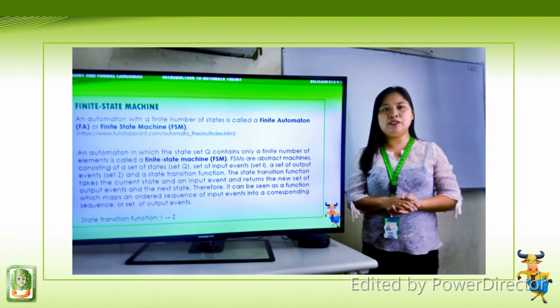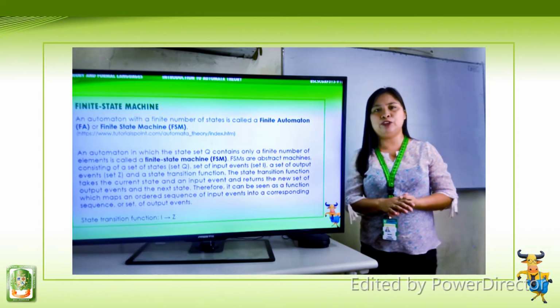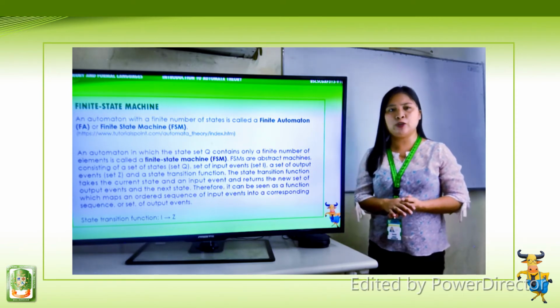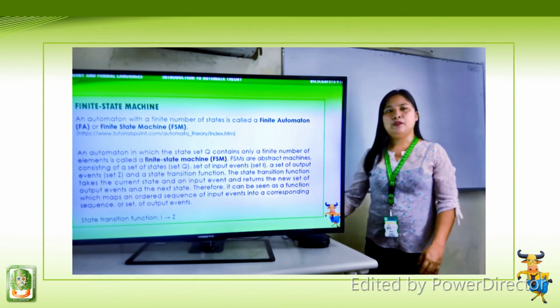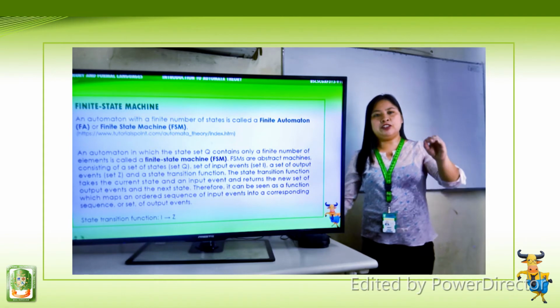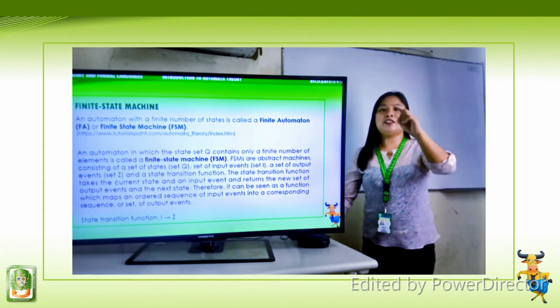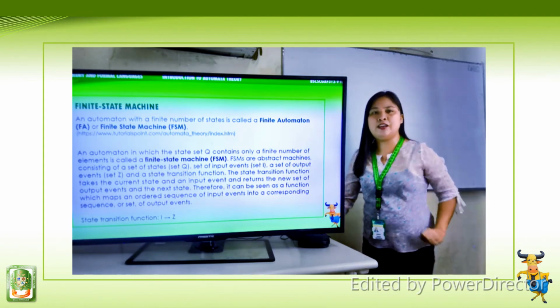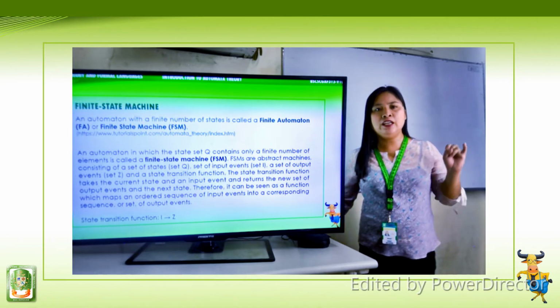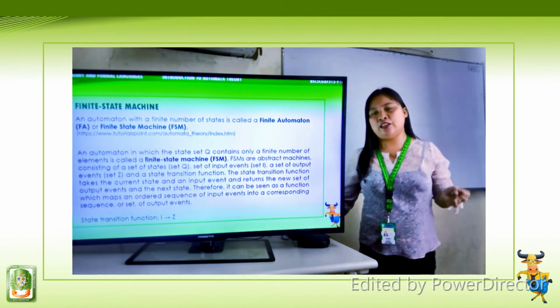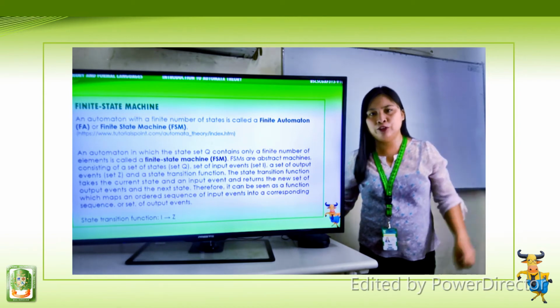Therefore, it can be seen as a function which maps an ordered sequence of input events into a corresponding sequence or set of output events. So this state transition function is from set I to set Z. Set I is the set of input while the set Z is the set of output events.